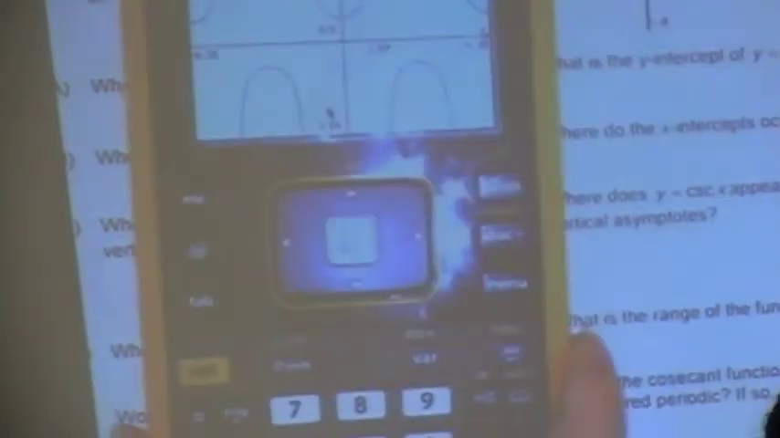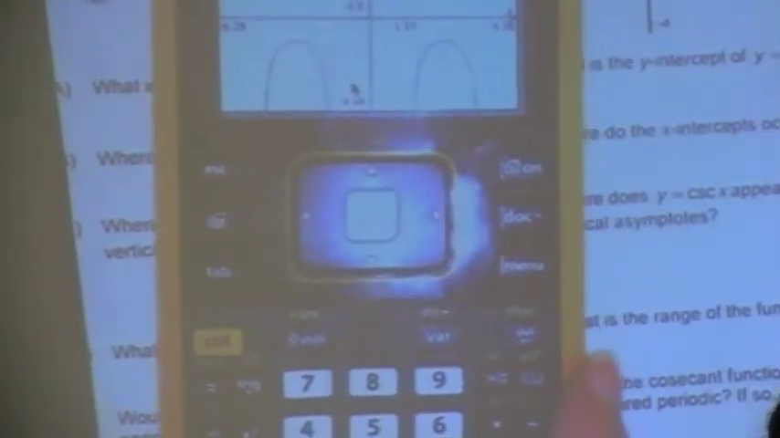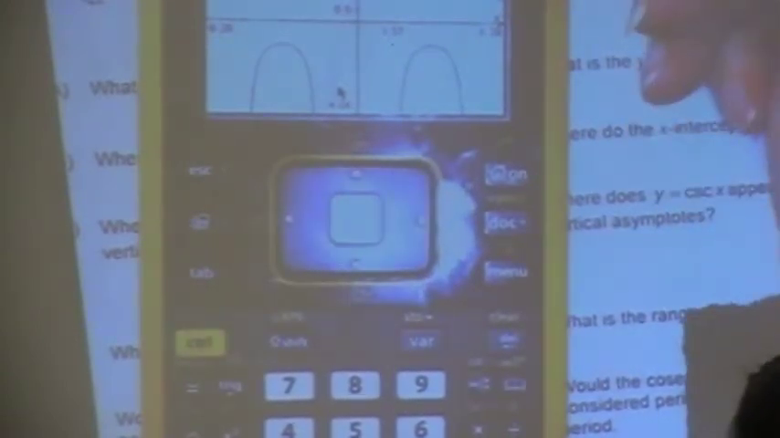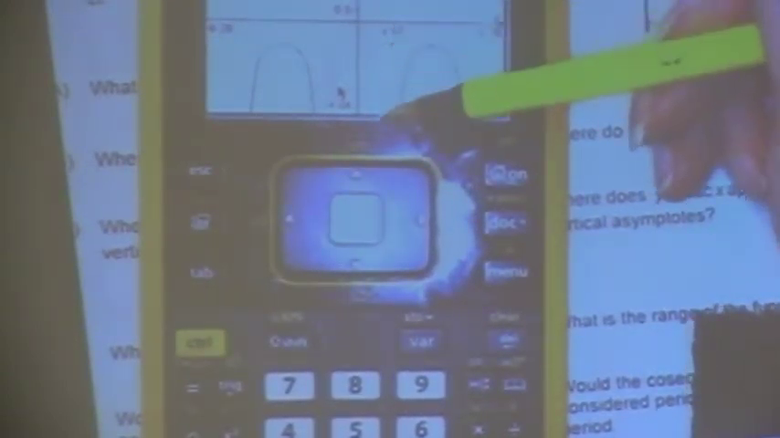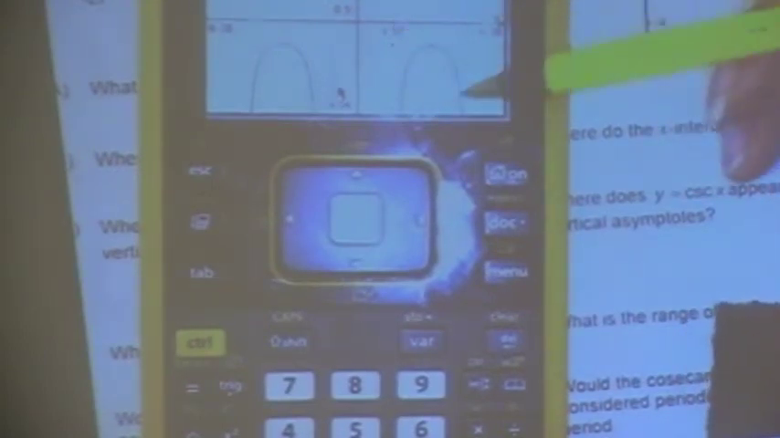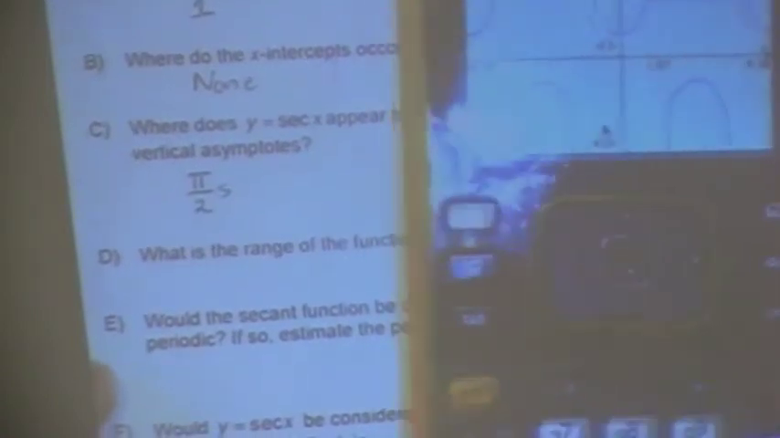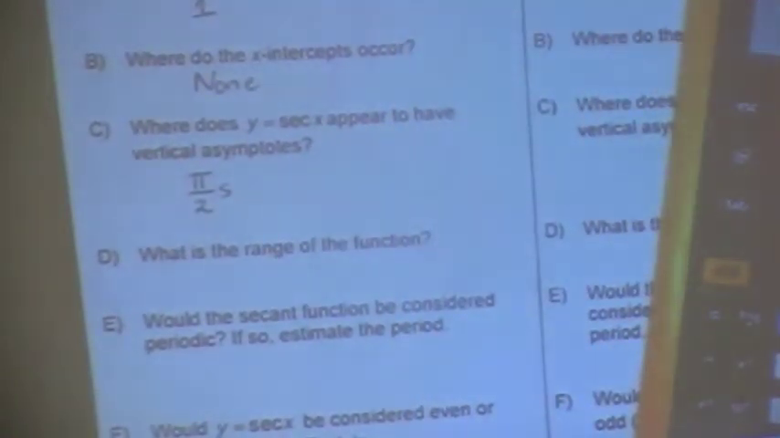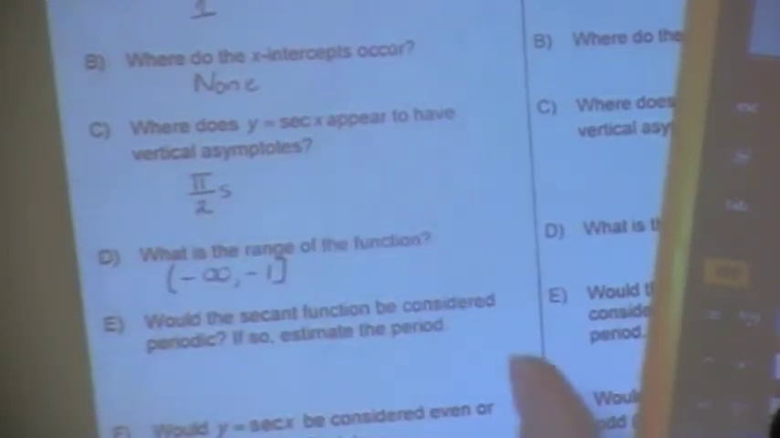Is everybody okay? Does everybody know where we just got that? You can tell that it's not going to cross right here. And that's at 1.57, which is a half pi. And there's another one right there, which is at 3/2 pi. So it's at the half pi. Is everybody okay? All right, what about the range? Very good. Range is negative infinity to -1, bracket, in union with 1 to infinity.